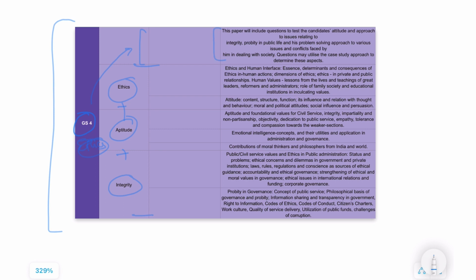What they're saying is that this syllabus is not very specific to a book or a material. It is a more generic paper, but it doesn't mean you don't have to study it.